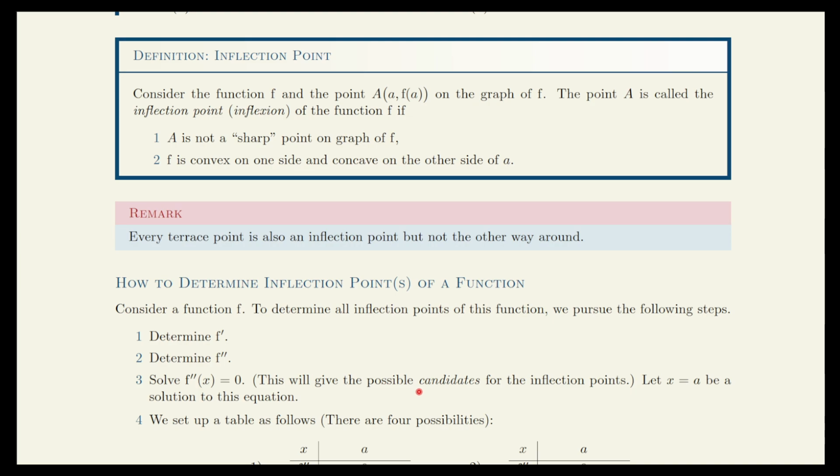But this is what I want to emphasize again. There is no guarantee that if you solve this equation, you get inflection points. This is the wrong impression. I want you to understand that this is not always correct. This will give the possible candidates for inflection points. Okay? And then if I want to understand if these candidates are real or not, what should I do? I need to determine the sign of the second derivative.